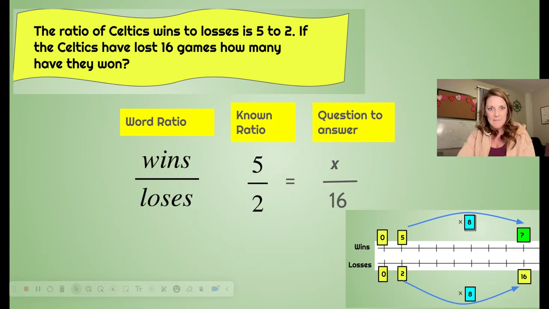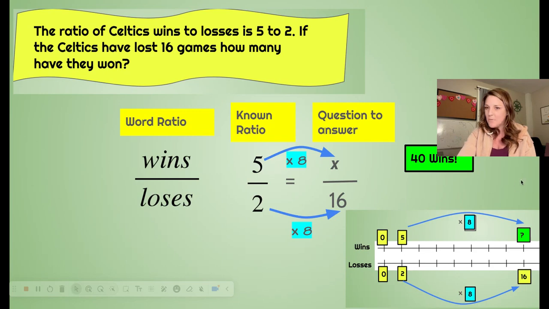So take a second. Does that make sense how I have my whole proportion, my ratio set up? But it also matches right here with my awesome BFF, my number line. All right, and I will do the same steps, the same work. Multiply by 2 to get 16, multiply by 8 to get 40 wins. What do you think? A title this year? Thanks for mathing with me.